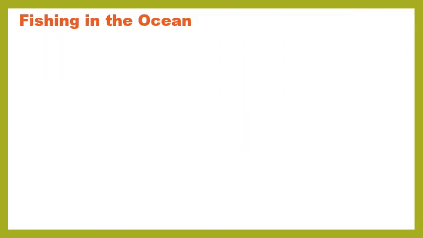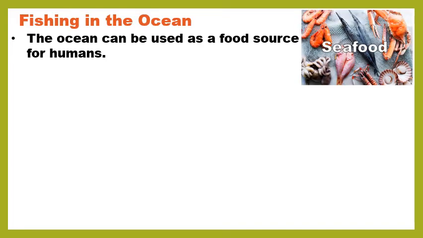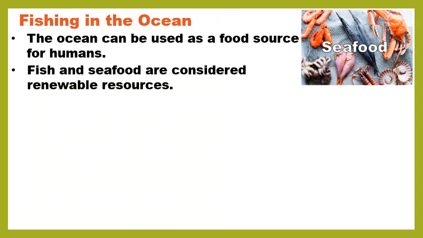Besides using the process of desalination, which is taking out salt and minerals from ocean water to use for drinking and cooking, we can also use the ocean to fish. So the ocean can be used as a food source for humans. So from the ocean we can get seafood, and seafood is fish, it's lobster, crabs, scallops, mussels, whatever food you can kind of take out and use for nutrition. So fish and seafood are considered renewable resources because they can reproduce and make more of themselves. So it's not like we will use them all up.